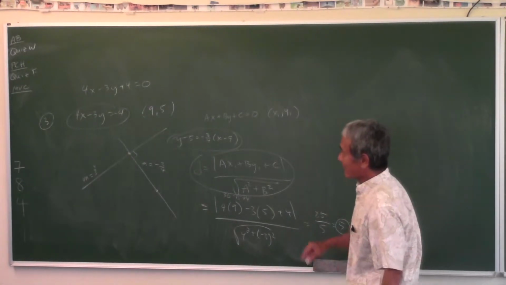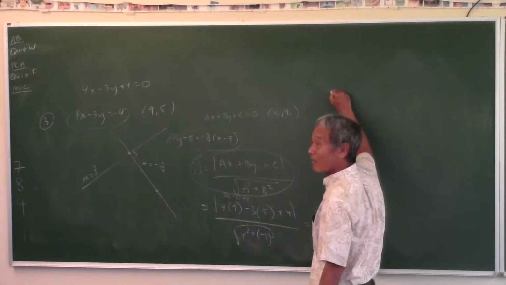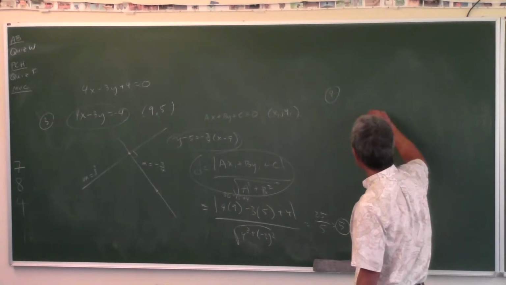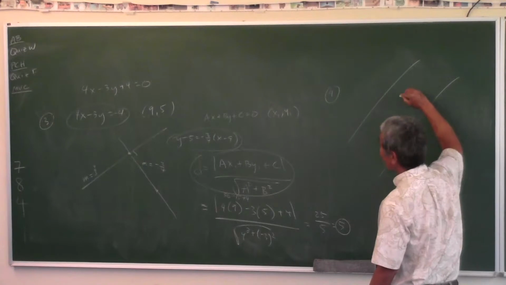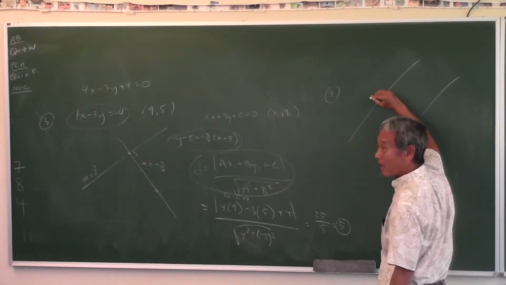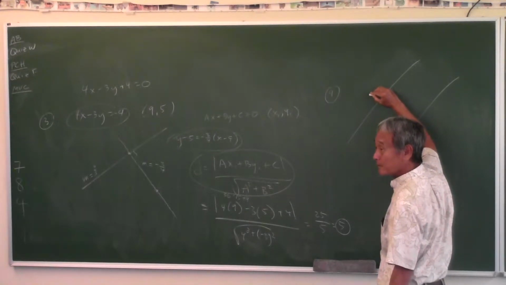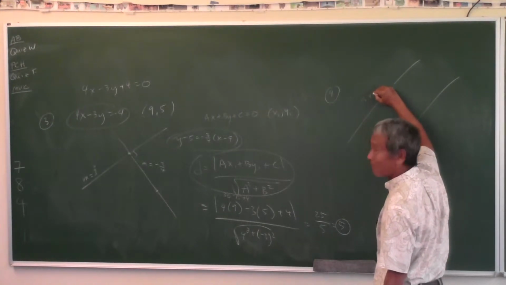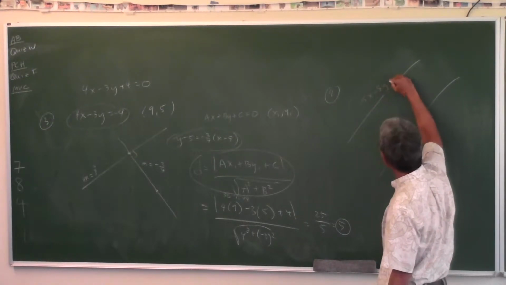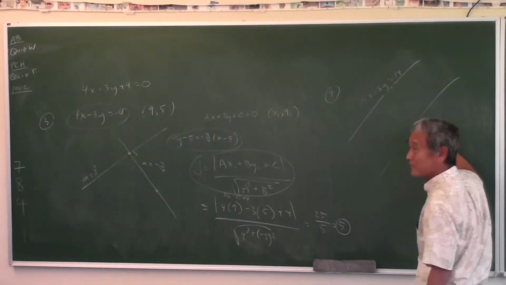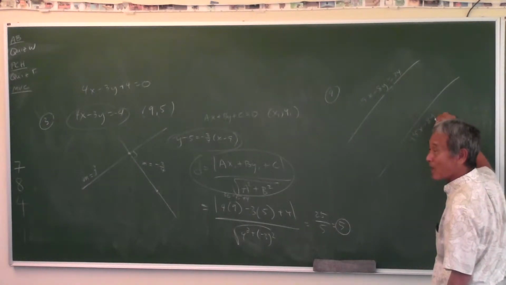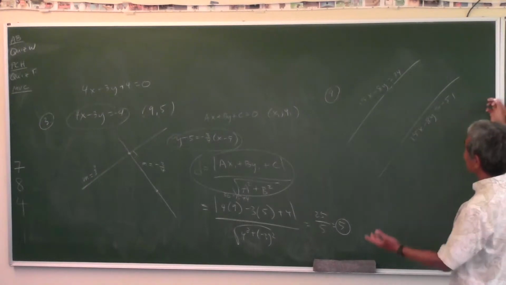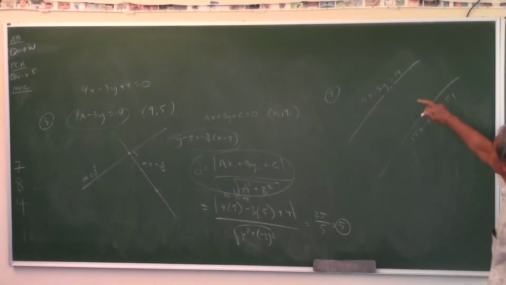Okay, number 7. No, we're gonna do number 4. Okay, you got these two parallel lines. 15x minus 8y equals 34. 15x minus 8y is equal to negative 51. Actually, I got it wrong. This one's supposed to be on the top and that one's on the bottom.